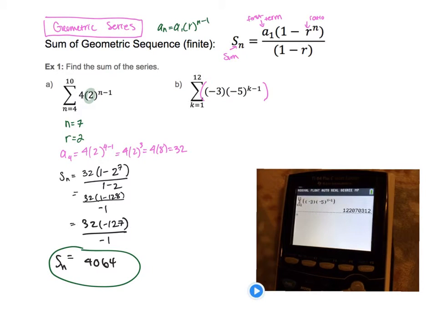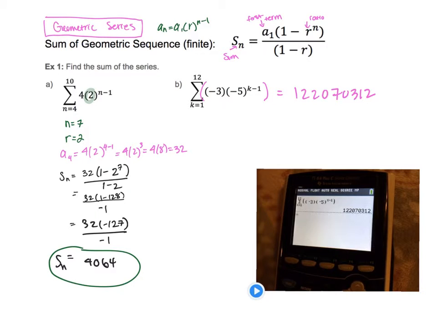So if you looked at our number there, that was 1220731 as our answer. And so that took me just a few seconds to figure out on the graphing calculator, so feel free to use that graphing calculator to help you out.